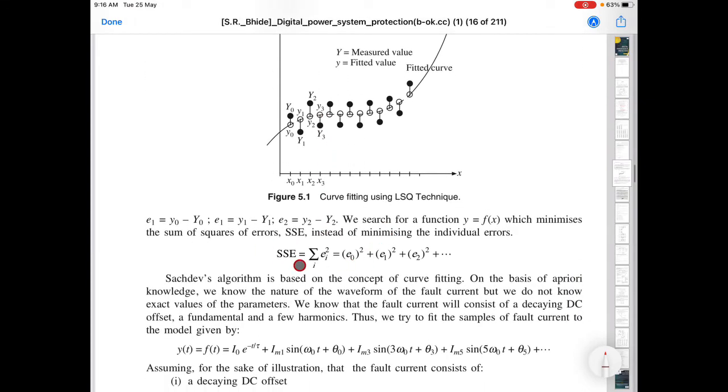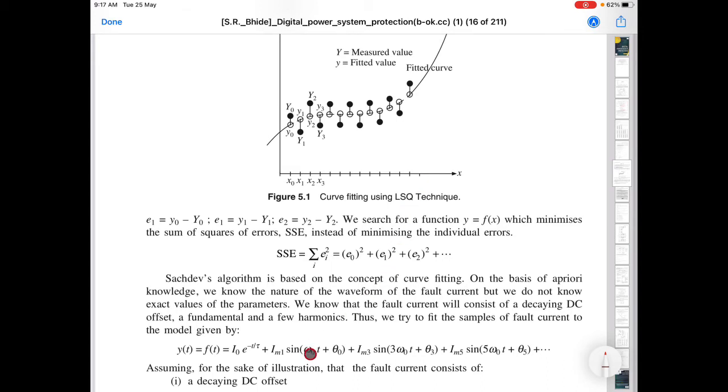Now again, SSE, what is SSE? Sum of squares of errors. We have different errors, we have taken squares and taken the sum of them. Now the nature of the needed waveform, we know it. That is the key here. The waveform will have some DC offset, a DC component. Any waveform will have a DC offset. This is the DC offset.